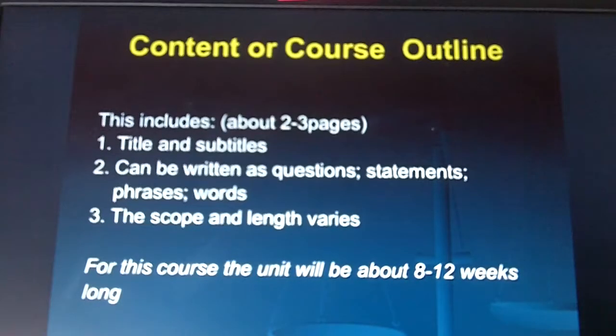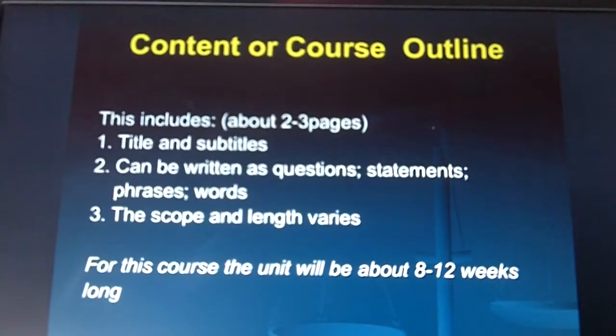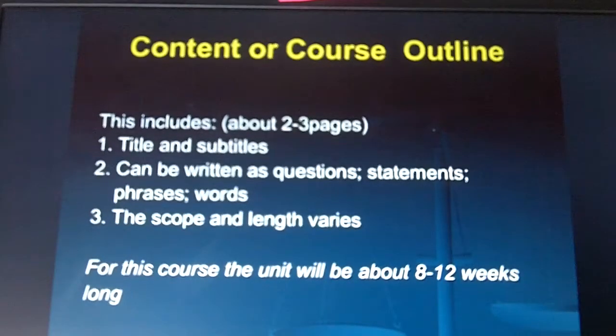For example, a content outline in a particular topic might be only 10 items, versus in another of the same length we may have 21 items. So it depends; the scope and the length vary. The other part is that one of the things to think about when we write a content outline is the sequence.